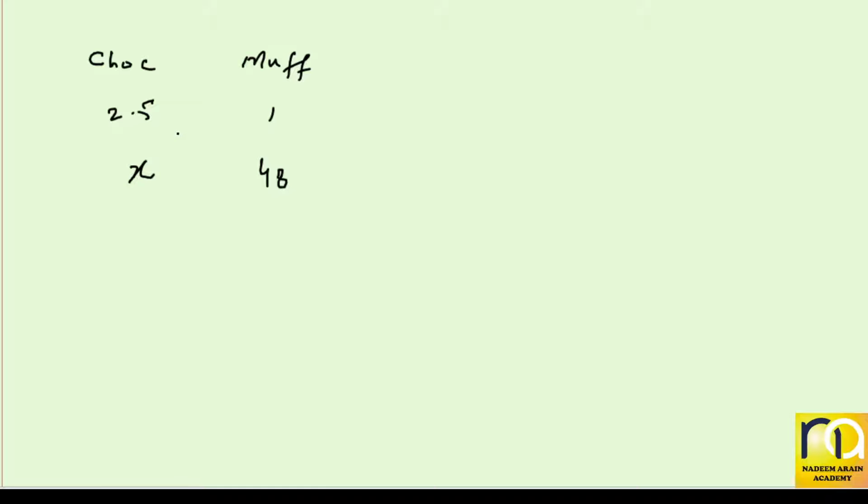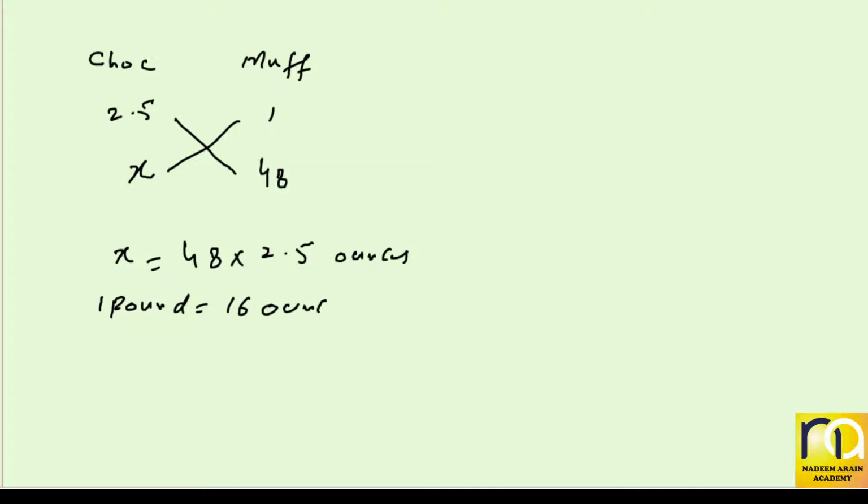Because it's a direct relationship, increasing this increases this. So you will cross multiply here. 48 times 2.5 is equal to X. So X is equal to 48 times 2.5 ounces. You are getting this answer in ounces, but we need the answer in pounds because 1 pound is 16 ounces. It's given. So you divide it by 16 to convert it into pounds. 48 multiplied by 2.5 divided by 16 pounds.